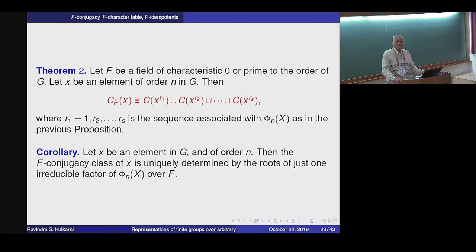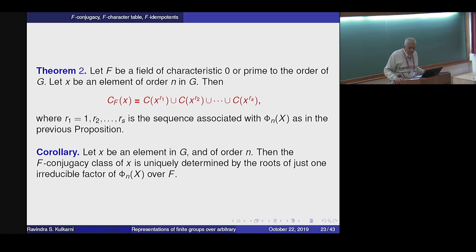So if you take the field to be R, then the Galois group is only Z mod 2, so X and X inverse. The conjugacy class of X union the conjugacy class of X inverse is the R-conjugacy class of X.